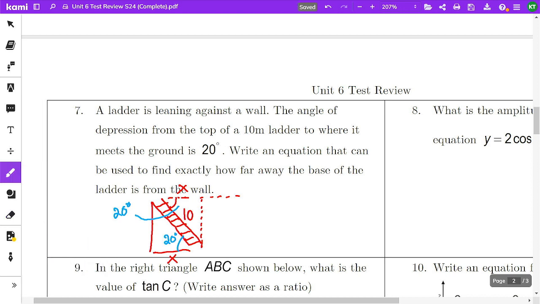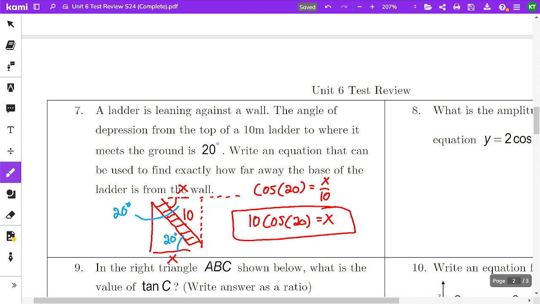So what can I use to find this x? I have this angle here, I have an adjacent side, and I also have my hypotenuse, so then I would go ahead and use cosine. So I will have cosine of 20 is going to be equal to my adjacent, which is x divided by 10. And to solve for x, I just multiply both sides by 10. So I will have 10 cosine of 20 is equal to x.